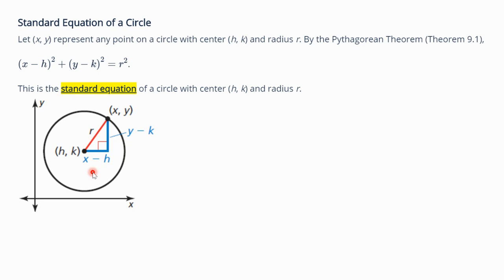And we can still use the Pythagorean theorem to prove this or derive this. We can see that if this point up here on the circle is x, y, and the center is h, k, this horizontal leg is denoted by x minus h. This vertical leg is denoted by y minus k. A squared plus b squared equals c squared. And notice it is a binomial squared. So keep that in mind.